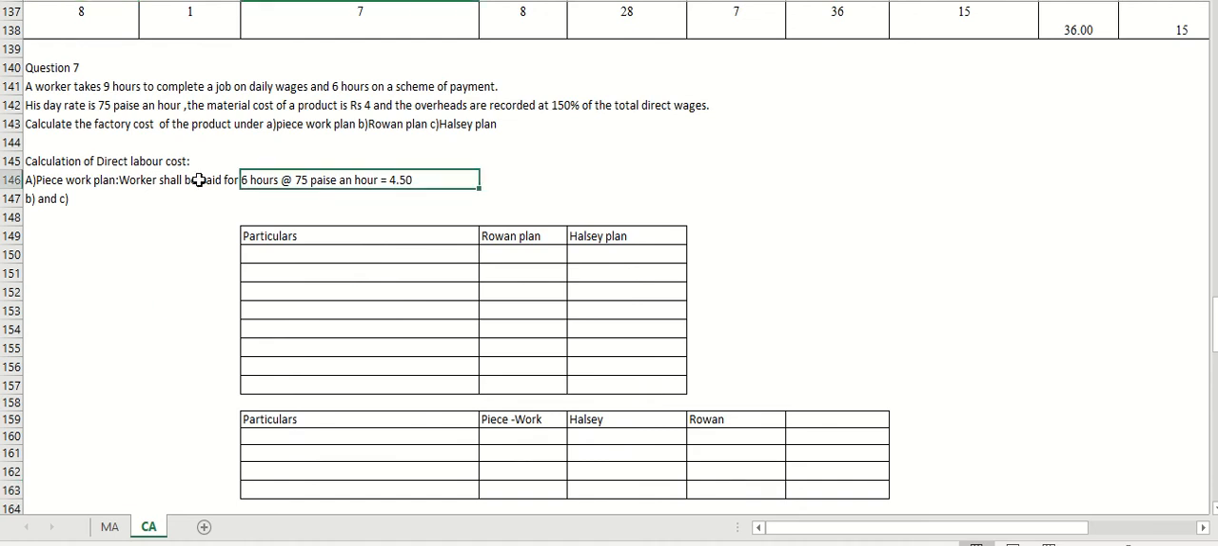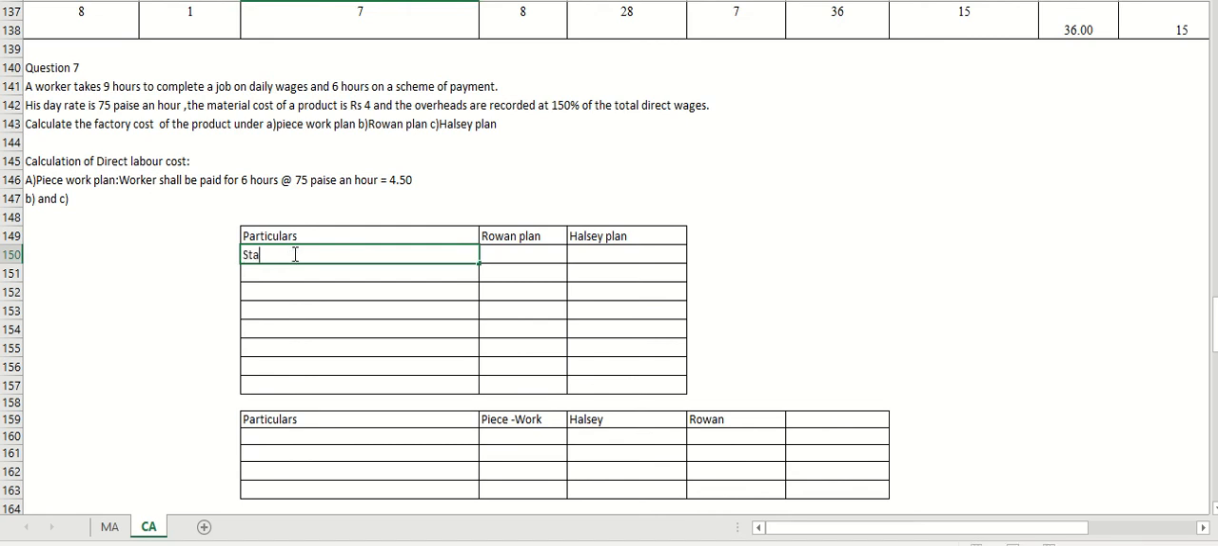So 6 hours into 75 paisa, which you get 4.50. This is nothing but your piecework. So wages are calculated on the total hours taken into the rate per hour. So 6 hours into 75 paisa, which you get 4.50. So under the Rowan method and Halsey method, let's calculate.